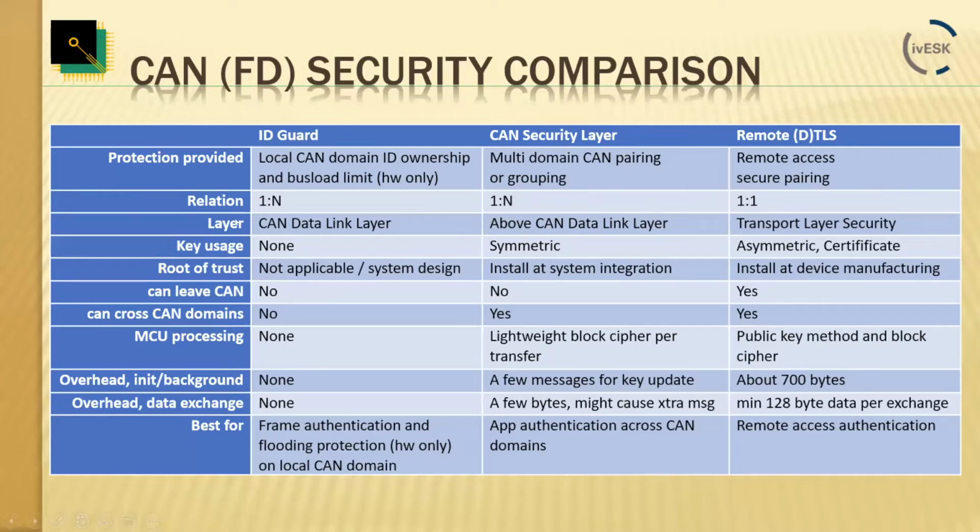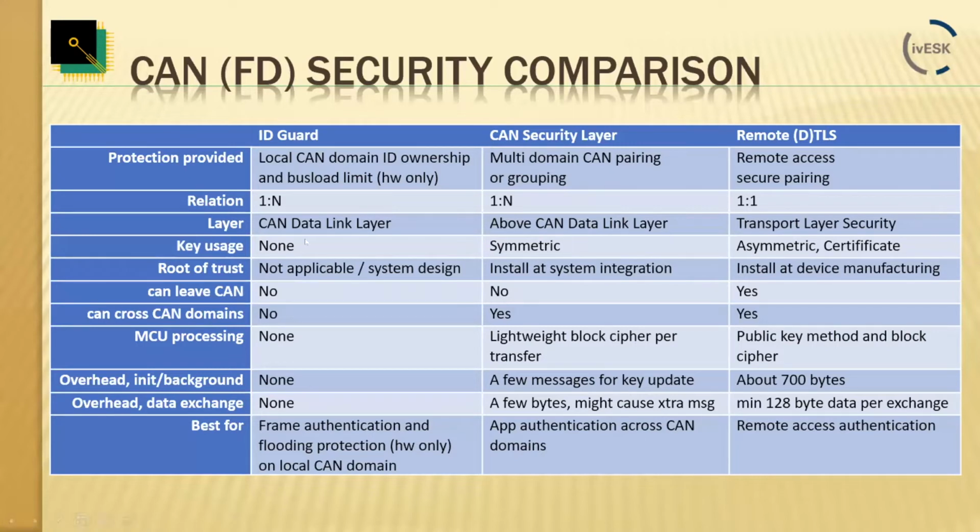So if you remember, one of the first slides I showed you was the layers which are protected by each individual method. So the ID guarding is more on the data link layer or the lowest driver layer, so to speak. Then the security layer sits within the driver or just above the driver. And the transport layer security is really all the way at the top near the application itself.